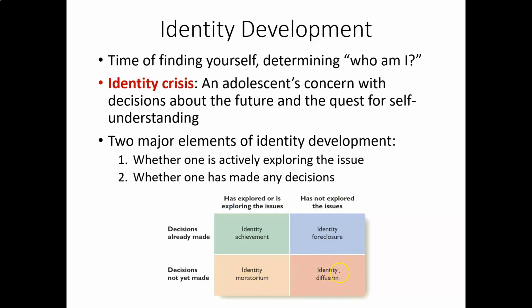And then finally, there's identity diffusion. This is the person who's avoiding thinking about the future at all. Not only have they not explored or made decisions yet, they haven't even explored the issues associated with their identity. Okay? So these are the 4 different categories of identity development, and you may find yourself in one and then ultimately transition to the other. You're not stuck with a particular identity category in your life.